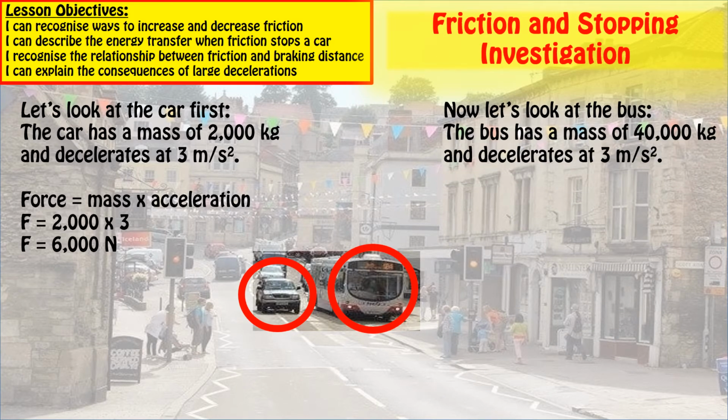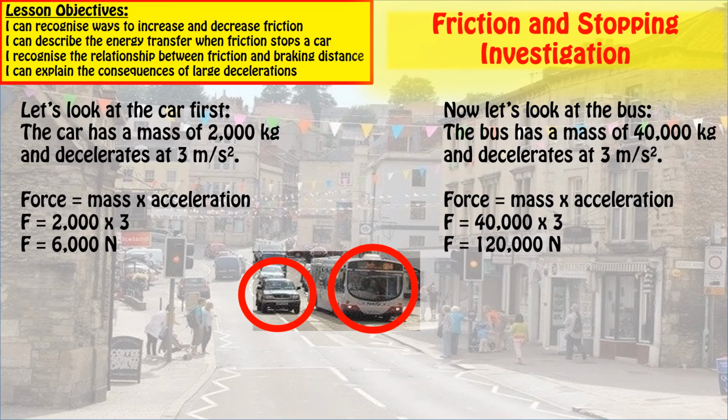So looking at the bus, it has a mass of 40,000 kilograms and it's going to decelerate at the same deceleration, 3 meters per second squared. But look at the mass. The mass of the car is 2,000 kilograms. The mass of the bus is 40,000 kilograms. Again, we use the same equation, Isaac Newton's second law of motion. You've met this before. F equals ma, or force equals mass times acceleration. The mass is 40,000 kilograms, acceleration 3 meters per second squared. Multiply it and you get 120,000 newtons.